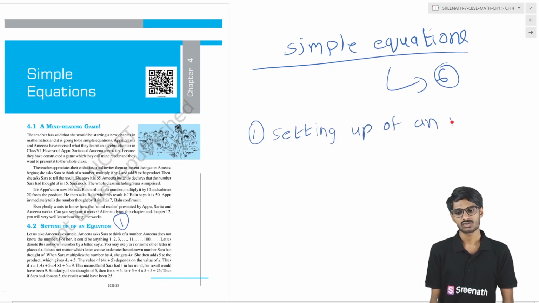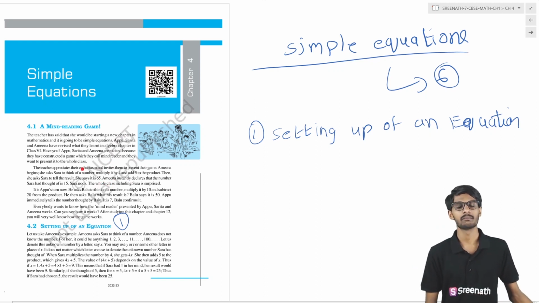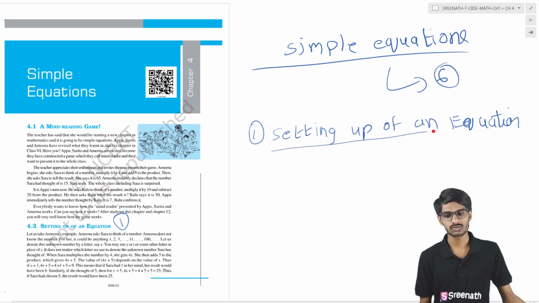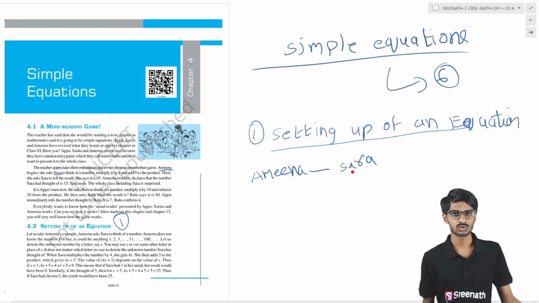Before we discuss this topic, we have a game here. If you understand that game, on the basis of this game we are going to set up an equation. So what is the game? Say there is a girl, we call her Amina. She gives a mind game to all her classmates. So what is the mind game? She gives that mind game to Sarah. So Amina has given a game and asked a question to Sarah.